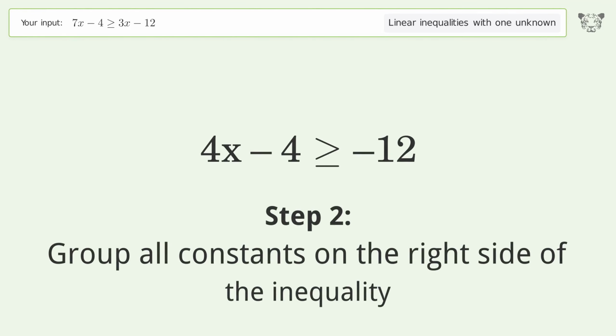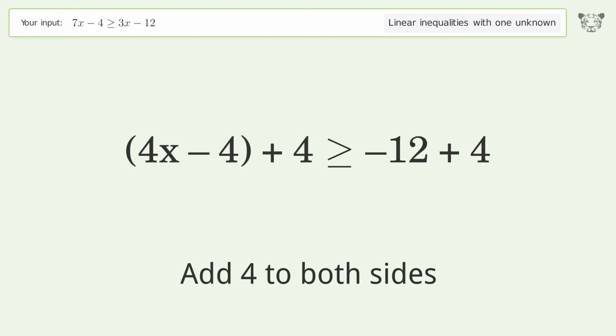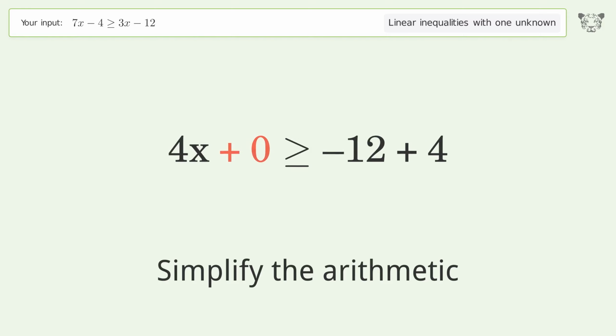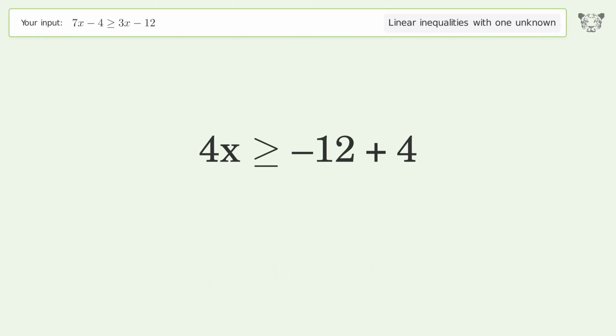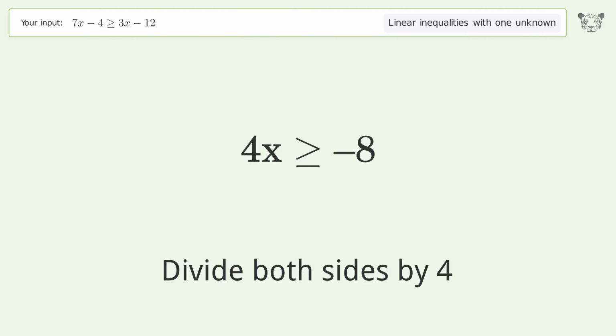Group all constants on the right side of the inequality. Add 4 to both sides. Simplify the arithmetic. Isolate the x. Divide both sides by 4.